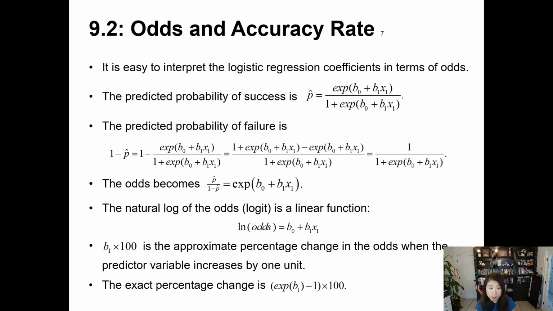Basically, the predicted probability of success is you just plug in, right? So that's P. And then the predicted probability of failure is 1 minus whatever you predicted. So the odds become the following: exponential of B0 plus B1 x1. And if we take the natural log of both sides, you find that the natural log of the odds gives you the linear regression model we already learned before.